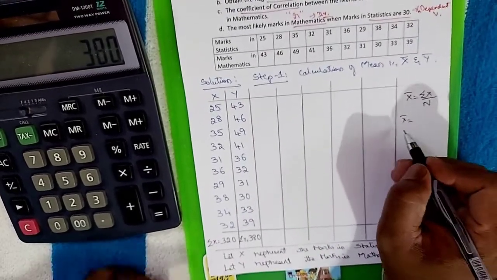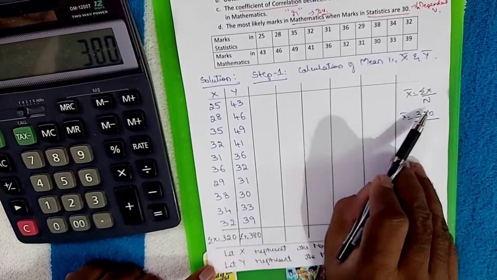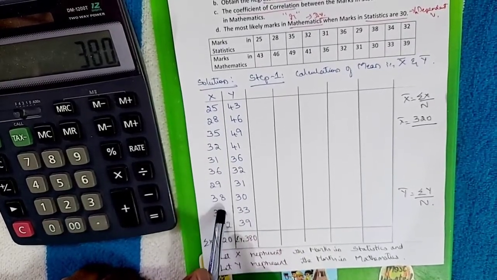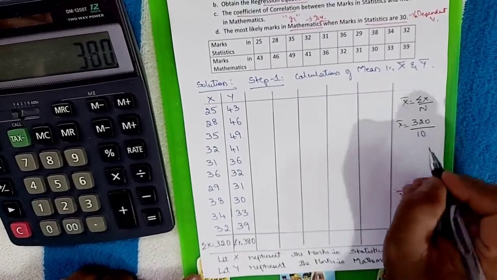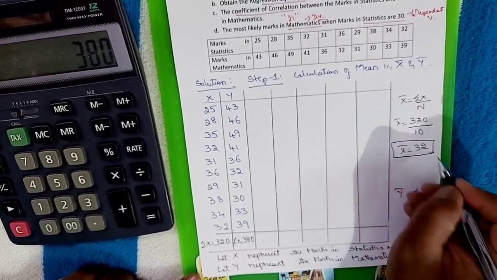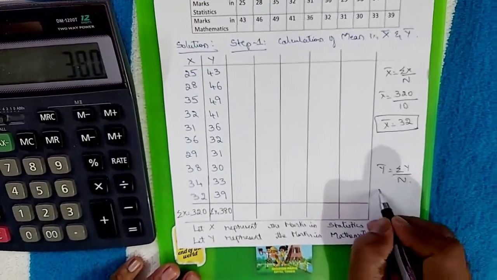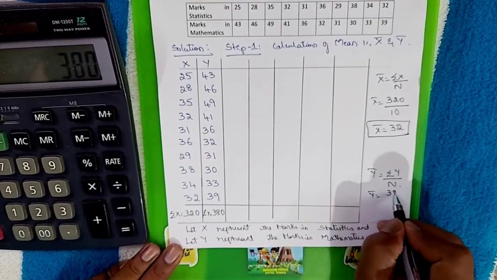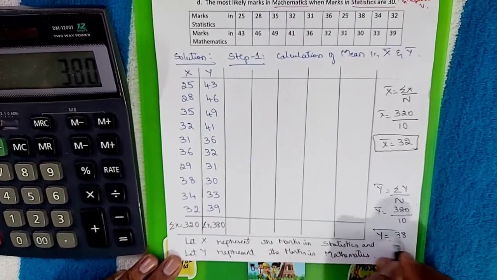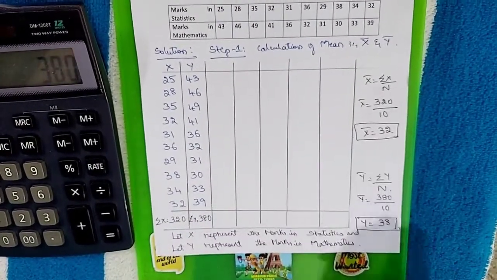Mean is equal to sigma x, which is 320, divided by the number of observations. N is equal to 1, 2, 3, 4, 5, 6, 7, 8, 9 and 10. Therefore n is equal to 10 and x bar is equal to 32. Therefore the mean x bar is 32. Similarly, y bar is equal to sigma y, which is 380, divided by n, 10. Y bar is equal to 38. So we have got our first step, the calculation of x bar and y bar.